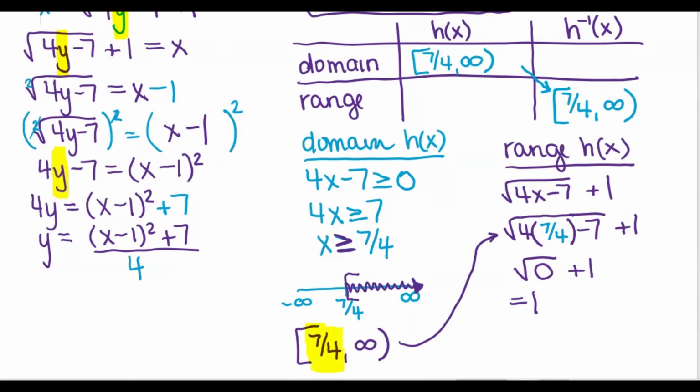Okay. Looking for our range. So our starting value for our range is going to be 1. Well, let's say our starting or our ending. We need to figure out if our range is going towards the negatives or towards the positives. If we look at our function, we said our function was the square root of 4x minus 7, plus 1. We can also rewrite this as 1 plus the square root of 4x minus 7.